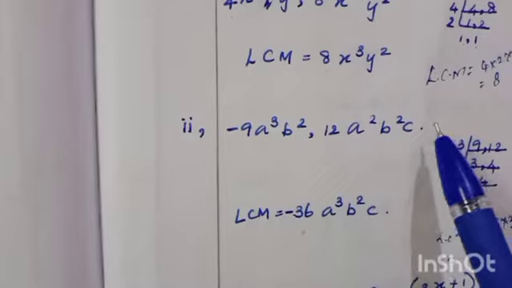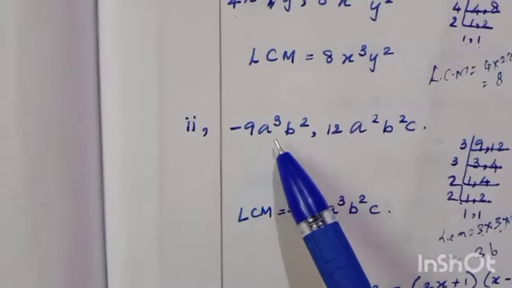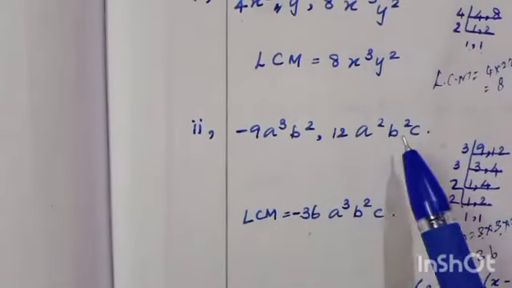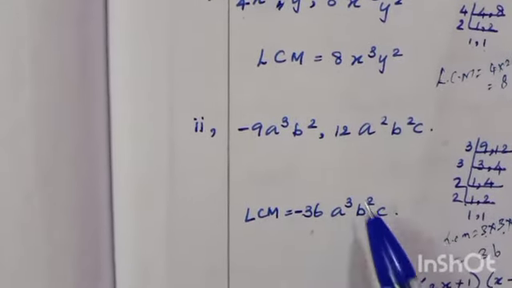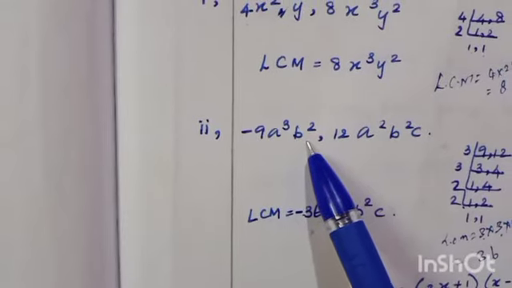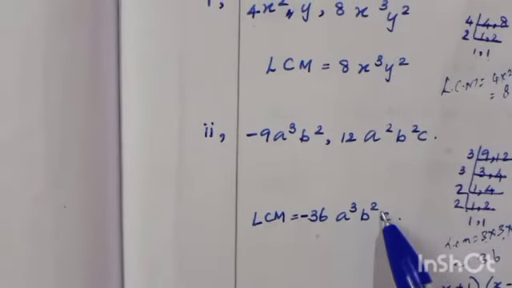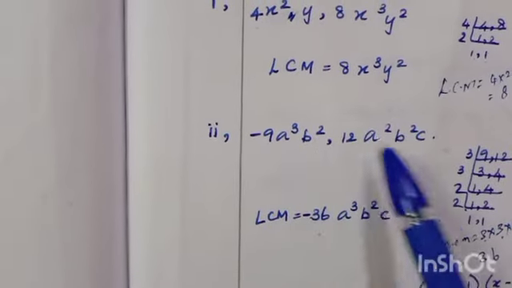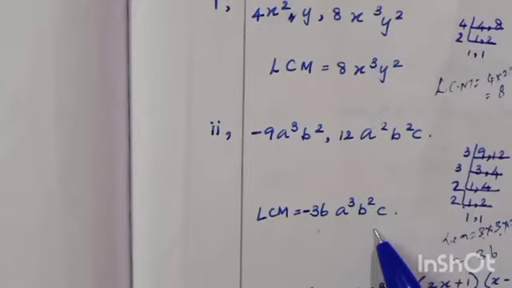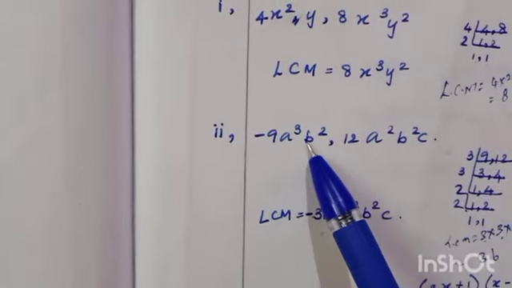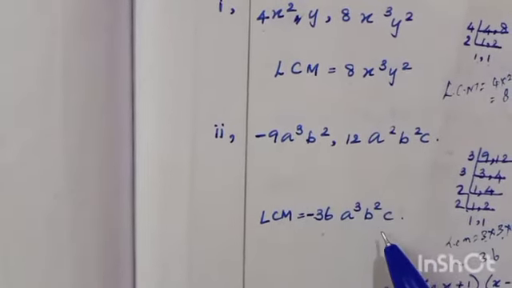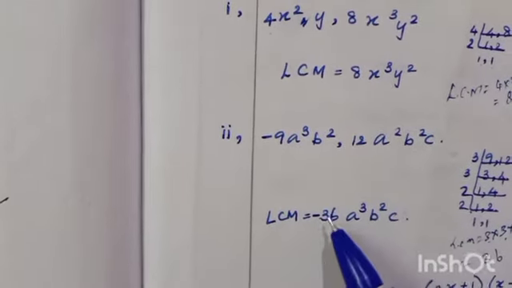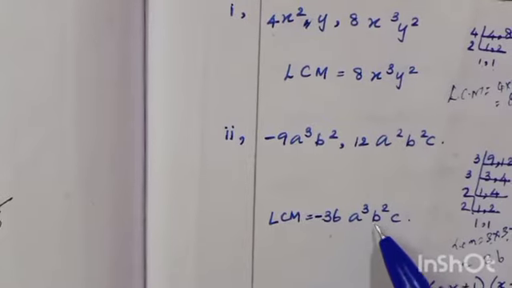A, B, C. The highest power of A is A cube. The highest power of B is B square. Here also B square, here also B square. So B square. For C, here there is no C variable. Here C is there. We have to consider all the terms, all the factors we have to write. So that is A cube, B square, C. So that is the LCM. Now the LCM of these given expressions is equal to minus 36 A cube B square C.